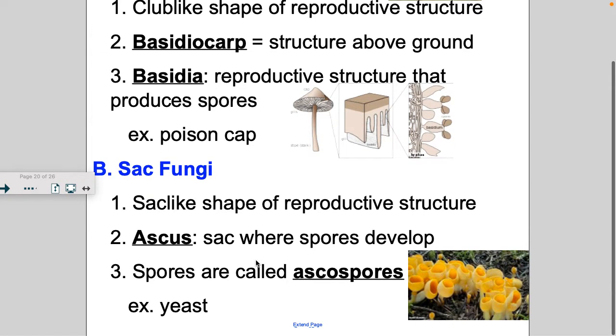Okay, the second type of fungi is called the sac fungi, and it is called sac fungi because the reproductive structure is sac-like in shape. The sac that holds the spores is called the ascus, and the spores are called ascospores. Yeast are an example of sac fungi.